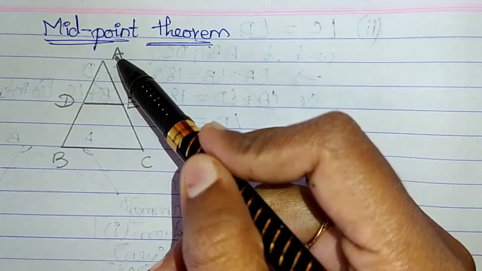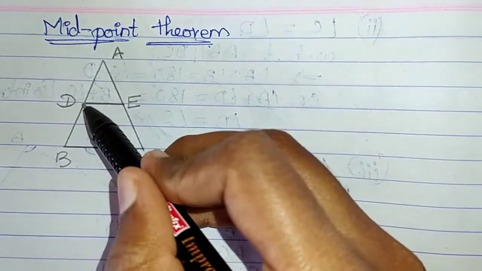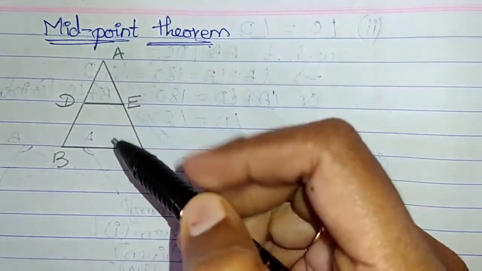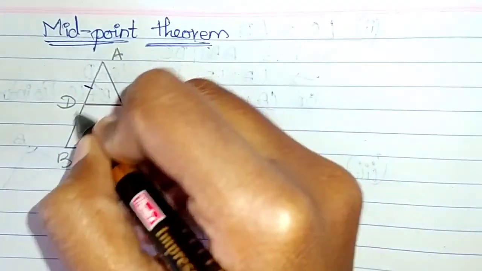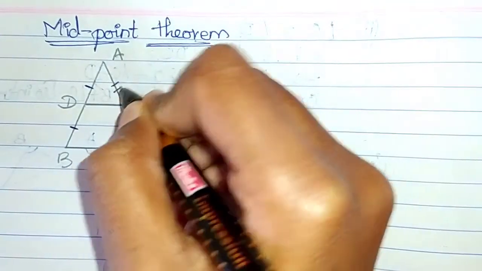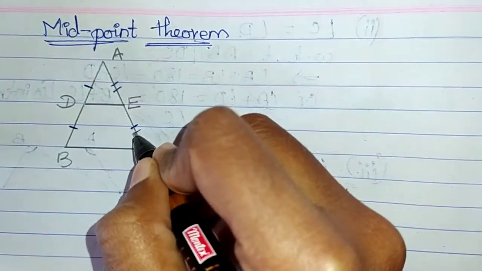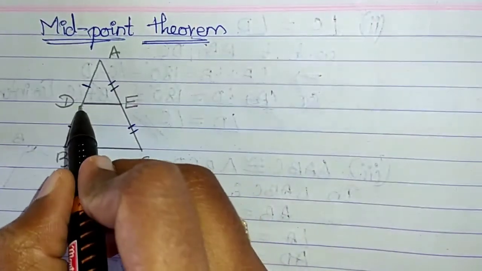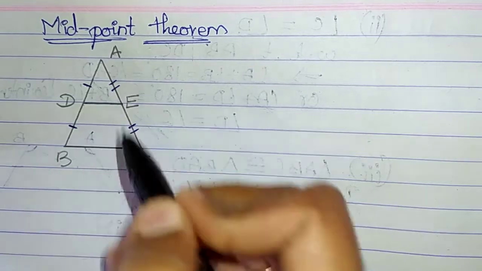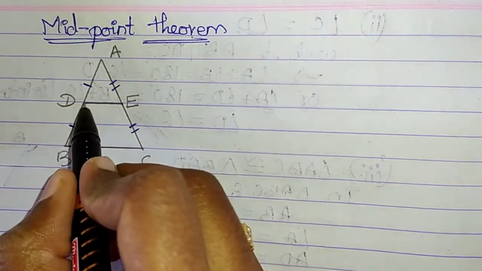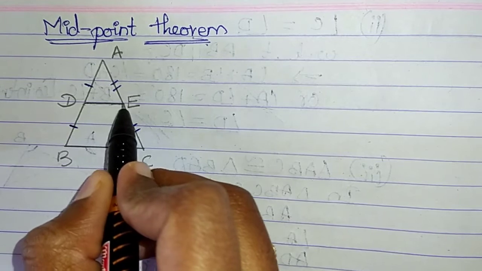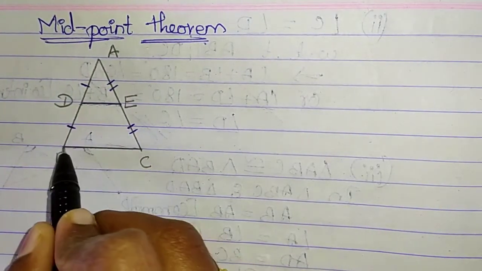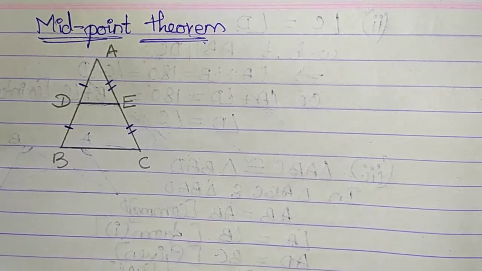Midpoint theorem. Now, in triangle ABC, D and E are the midpoints of sides AB and AC respectively. That means these points divide the respective sides into two equal parts. When we join these two midpoints, the theorem states that for any triangle, this line segment will be parallel to the third side. That is the midpoint theorem.